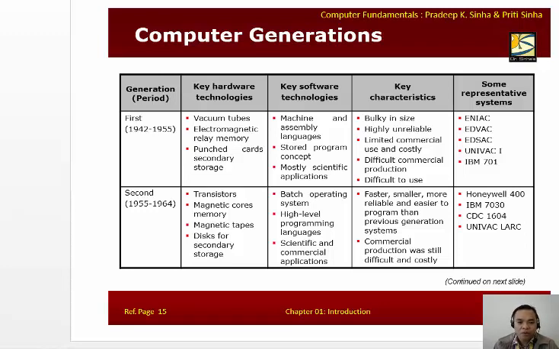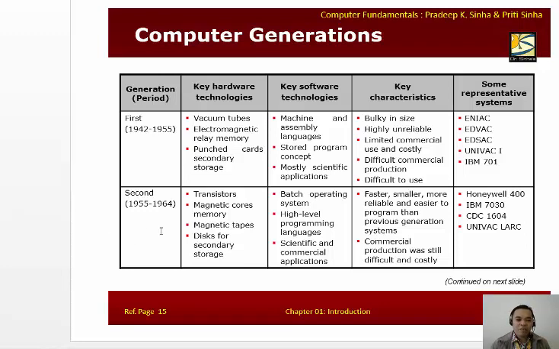In that generation, there were vacuum tubes, electromagnetic relay memory, and punch cards as secondary storage devices. And then we have machine and assembly language, mostly for scientific applications. But what are the characteristics? Bulky in size, so huge. You will see if you search in the internet how they look like. Memory will be in one room, and the processor will be as big as your room. Some authors are saying that these are highly unreliable, with limited commercial use, costly, difficult commercial production, and difficult to use.